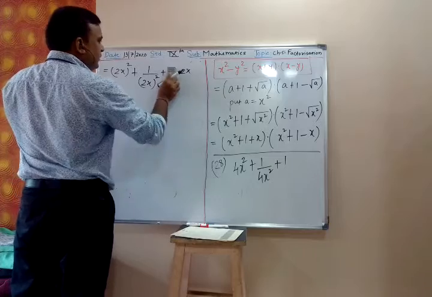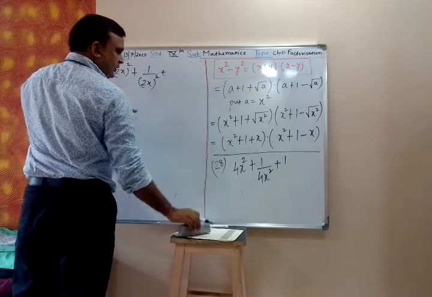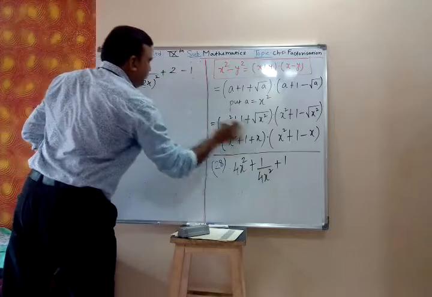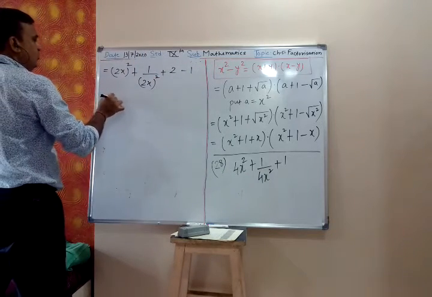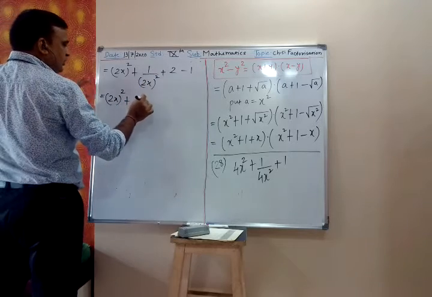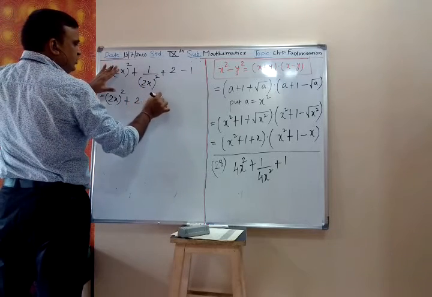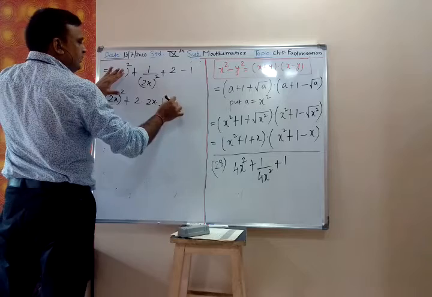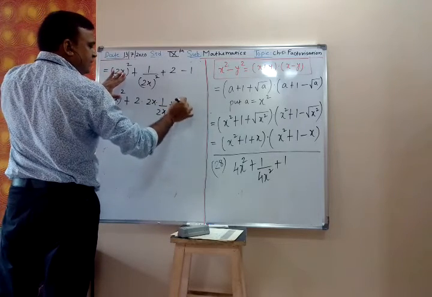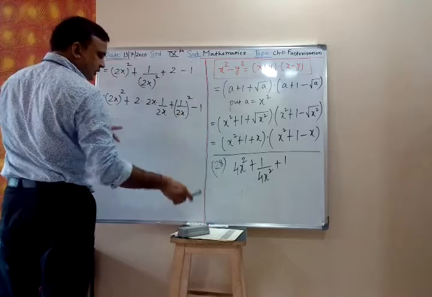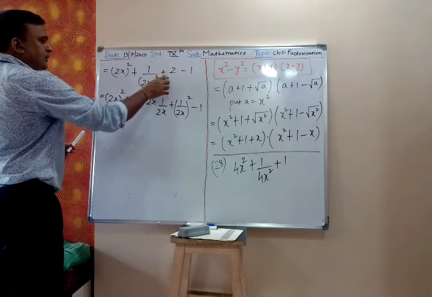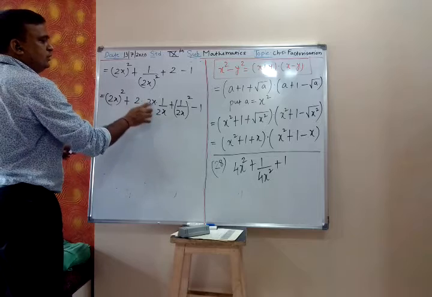Plus 2 minus 1 I can write for this 1. So this step I can write 2x whole square plus 2 I will take 2 into 2x into 1 upon 2x plus 1 upon 2x whole square minus 1. Now let us take the first three terms, that is a square plus this 2. I have written 2 into 2x into 1 upon 2x, where 2x gets cancelled.